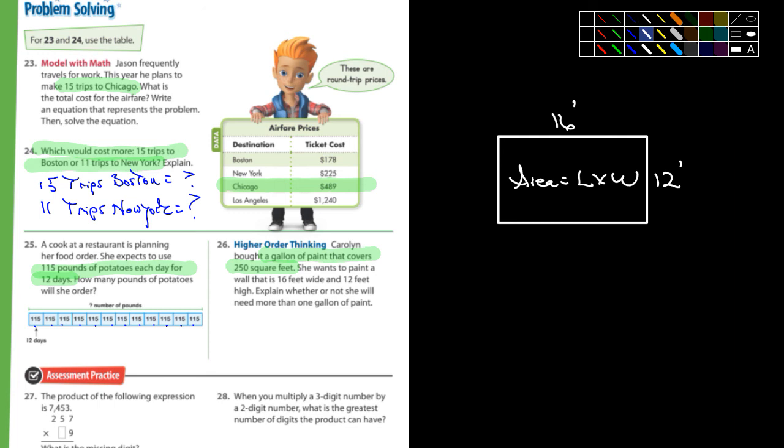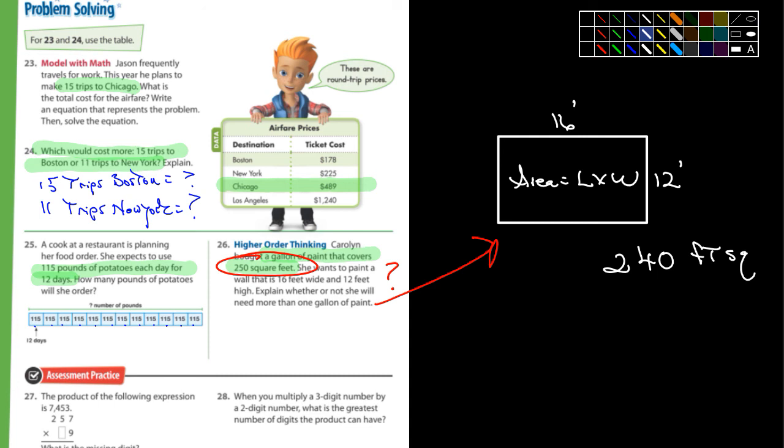Okay? So you need to figure out whether 1 gallon of paint is going to be enough, because remember, 1 gallon is 250 square feet. So I don't know what 12 times 16 is, but let's say 12 times 16 is 240. Okay, I have no idea what it is. But when we're talking about area, it's going to be 240 feet. You could put FT squared.